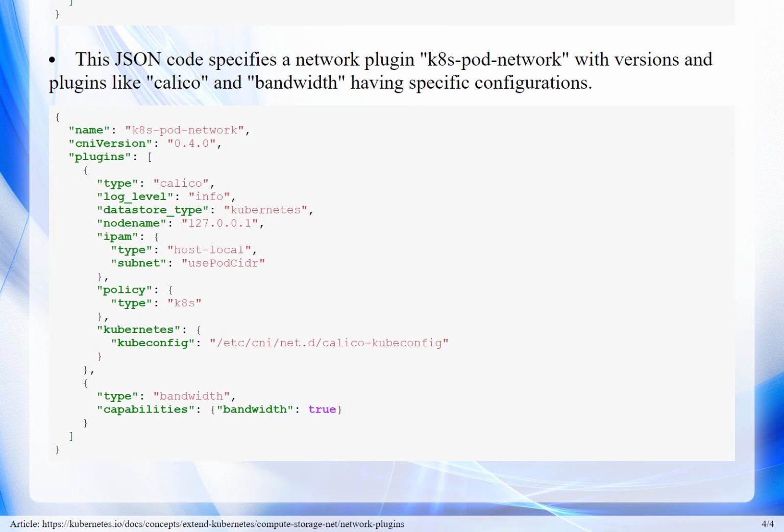This JSON code defines a network plugin called K8s Pod Network, with a CNI version of 0.4.0 and two plugins included, Calico and Bandwidth. The Calico plugin is configured with specific settings like log level, datastore type, IPAM type, and policy type, while the Bandwidth plugin has capabilities related to bandwidth management enabled.